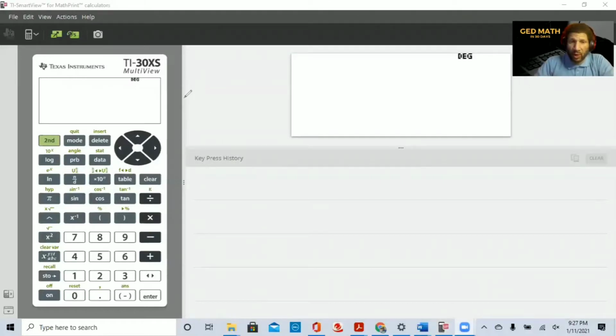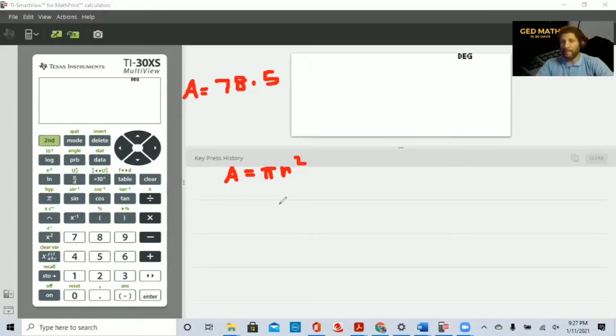One of the things you want to do is always look at what's given. Our area is 78.5. That gives you a direction to go and how to solve this problem. Since they gave you the area, we know the formula for the area. So area is equal to pi r squared. What we want to do is determine the radius, the diameter, and the circumference. So we're going to solve for r, or isolate r, or get r all by itself.